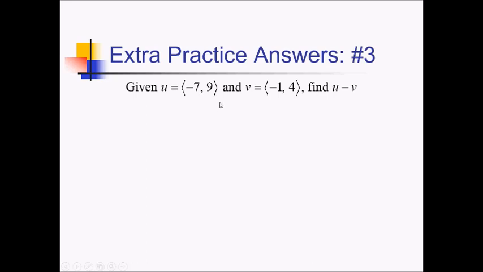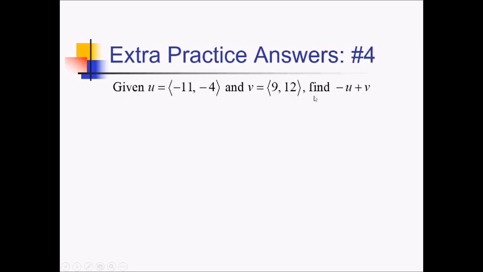For this problem, given these 2 vectors, we want to figure out u minus v. So let me substitute the component forms in. We've got negative 7, 9 minus negative 1, 4. And I'm going to just subtract the x values and the y values separately. So combining this, we really have negative 7 minus negative 1, or plus 1, 9 minus 4. So that's going to end up being negative 6, 5.